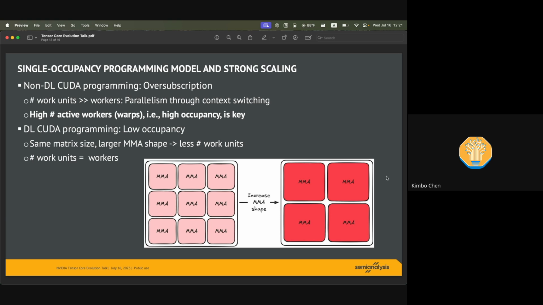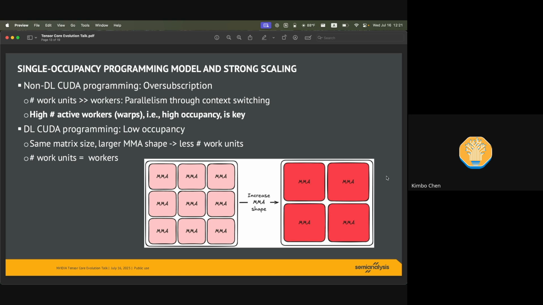And programmers usually measure this kind of parallelism in terms of the number of active workers. In the PTX machine model in NVIDIA, we measure the number of warps. So this is also called occupancy. In non-deep learning CUDA programming, having a high occupancy is the key to performance. However, in deep learning CUDA programming, NVIDIA GPUs strive for low occupancy and even single occupancy.